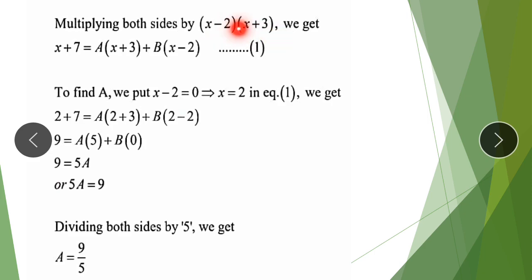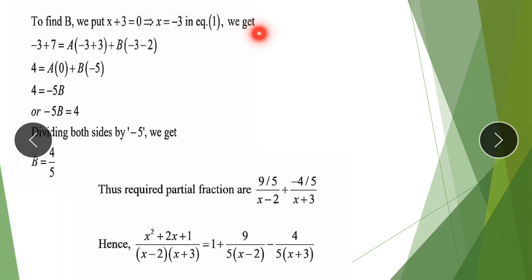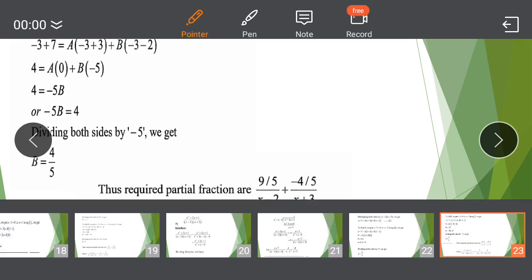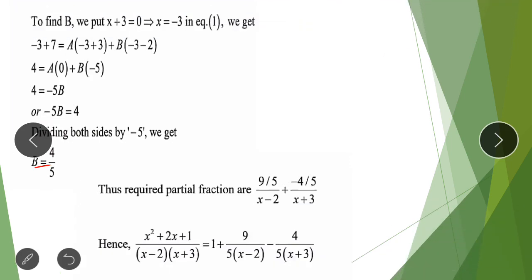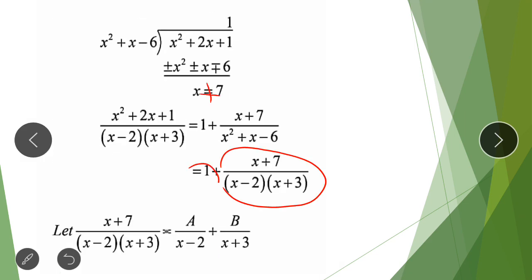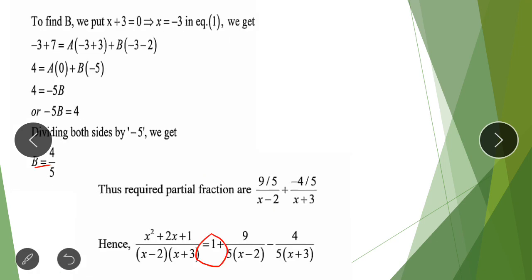Next value is x equal to minus 3, so we will put minus 3 in the equation, and now we will get a 0 and the value of b will be 4 upon 5. It will be with a minus sign because 5 is having a minus sign here. Now the required fractions are these. Now see, at the end we have added this 1 again here. We just ignored that for the sake of making partial fractions, but at the end you must remember that we have to write this.